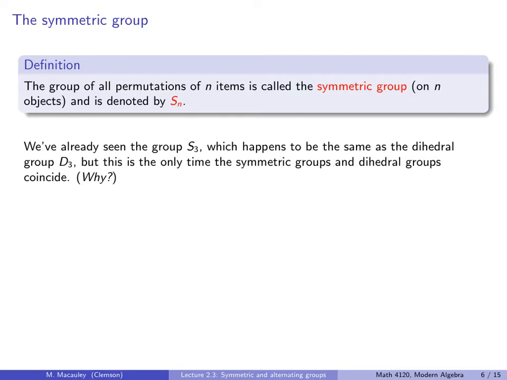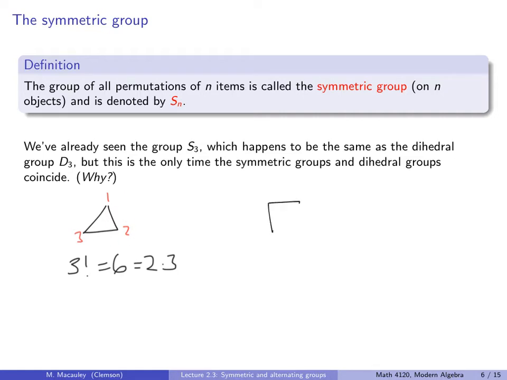We've already seen the group S3, which happens to be the same as the dihedral group D3, but this is actually the only time that the symmetric groups and dihedral groups coincide. So why? Well, several reasons. First of all, imagine a triangle, and let's number the corners 1, 2, 3, and imagine you can rotate this triangle or you can flip it over. Well, you can achieve any permutation of this triangle by these rotations and reflections. In other words, 3 factorial, which is 6 permutations, is equal to the 2 times 3 reflections and rotations that you can make of this triangle.